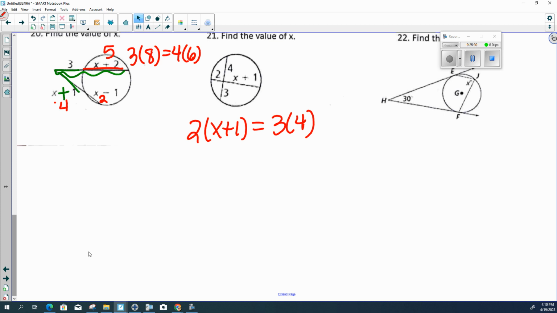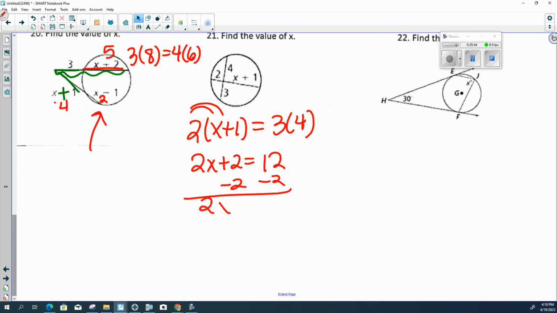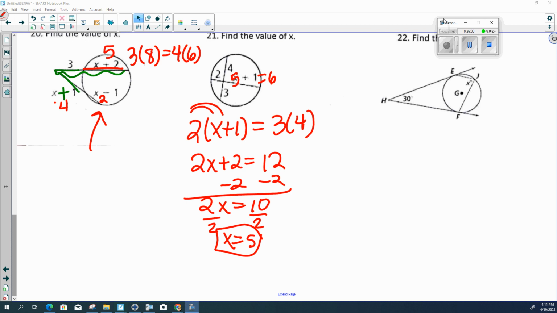The main difference from this picture is I'm not adding anything together. Like I don't have to add 4 plus 3. So simplify and solve. And you can always go back and find these, like put the 5 in for x and solve it, see if it worked. Is 2 times 4 equal to 4 times 3? Yes. Okay, find the value of x.